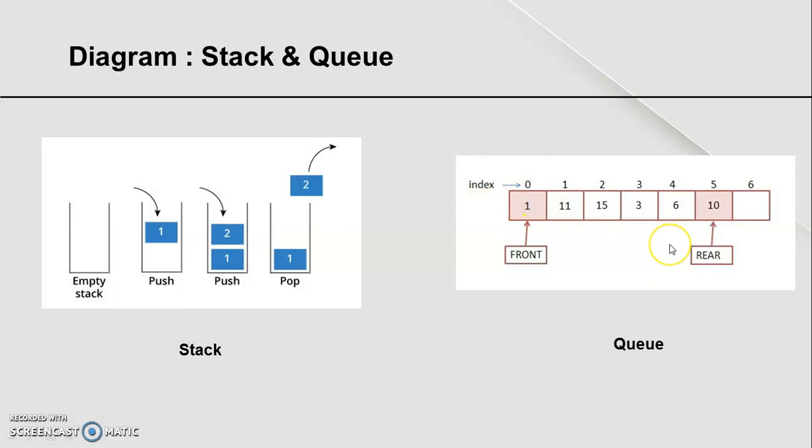Whereas in the case of a queue, we have front and rear. Any insertion will be done at the rear. So if I want to add one more element, say 16, the rear will be moved by 1 and will come to location number 6, and we will insert 16 over here. Similarly, for deleting we use the front end. Currently my front is pointing to element 1. If I delete this element, after the deletion my front will be pointing to the next element, which is 11.